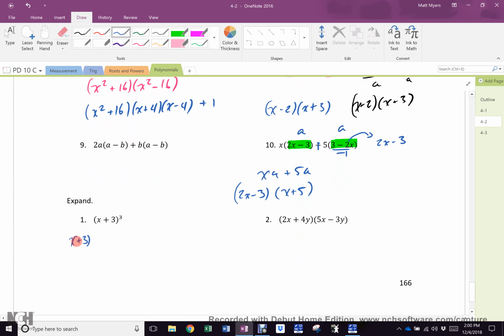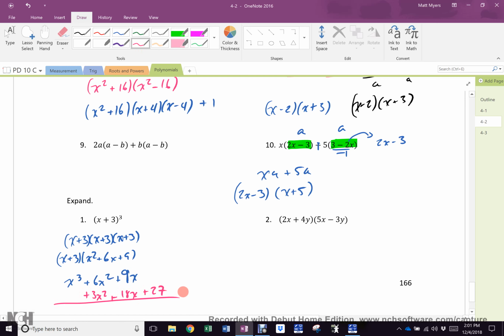All right. And then, down here, 2 simple multiplications. X plus 3 times x plus 3 times x plus 3. X plus 3 times x squared plus 6x plus 9: x cubed plus 6x squared plus 9x plus 3x squared plus 18x plus 27 equals x cubed plus 9x squared plus 27x plus 27.